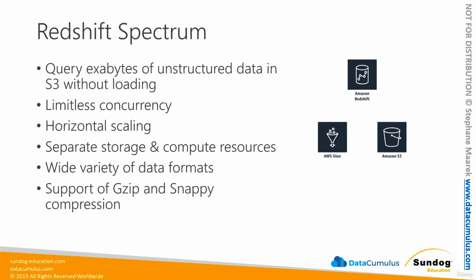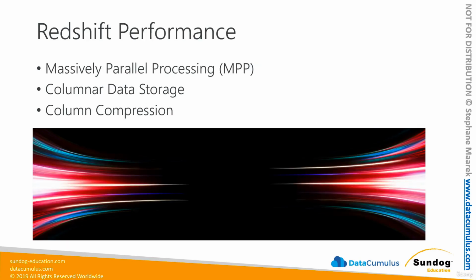Redshift Spectrum currently supports many open source data formats, including Avro, CSV, Grok, Ion, JSON, ORC, Parquet, RC file, RegexSerDe, sequence files, text files, and TSV. So just about any common open source data format you can imagine. If you have that sitting in an S3 bucket somewhere, Redshift can parse that out and make queries against it. Spectrum also currently supports gzip and snappy compression, so if you do want to compress your S3 data to save space and save bandwidth, you can do that too. So they've pretty much thought of everything here. Going back to Redshift as a whole here, how is Redshift so fast?